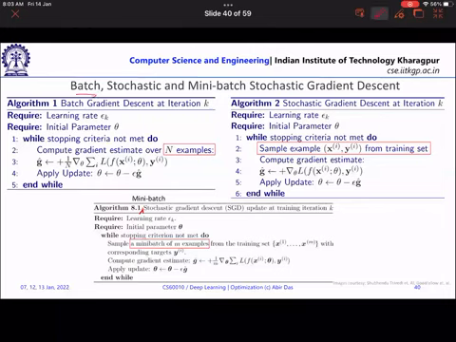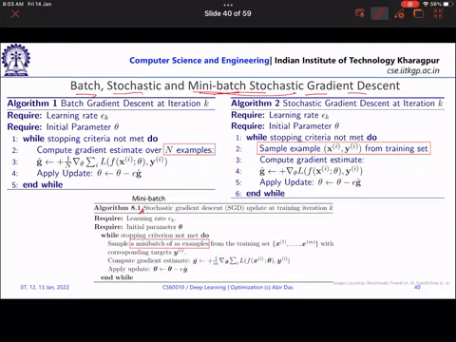So batch, stochastic and mini batch stochastic gradient descent. We said that interchangeably, sometimes we use just mini batch gradient descent. Nowadays, mini batch stochastic gradient descent is so popular that people sometimes just refer to it as gradient descent or just stochastic gradient descent, but they mean this mini batch one. But at least for the purpose of this lecture, I will try to disambiguate between them by calling them by these names: batch, stochastic, and mini batch gradient descent, right?